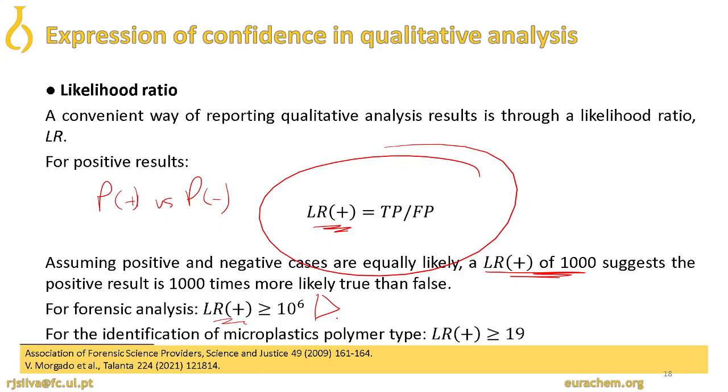If you identify the polymer type of microplastics, a likelihood ratio above 19 should be okay, because the environmental monitoring of this type of contamination involves the identification of many particles from many samples, so you don't need to be so strict in each identification separately.